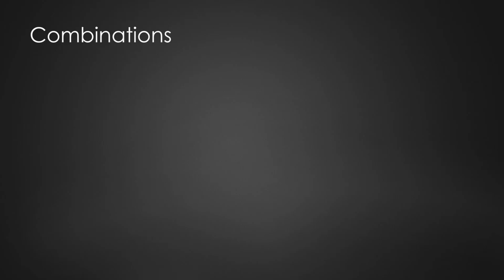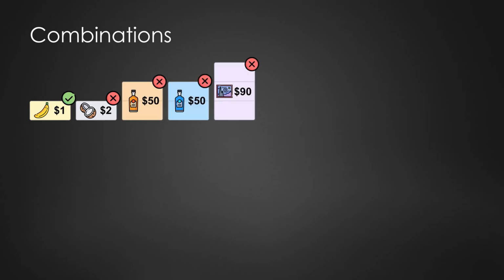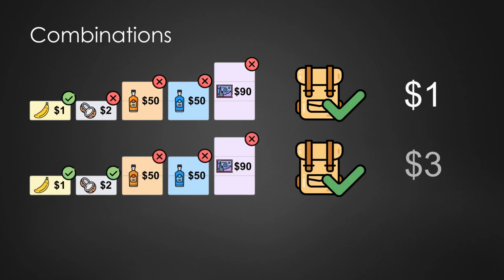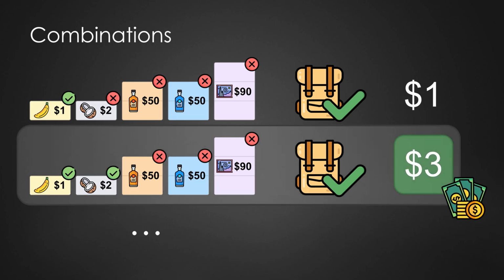One way to solve the problem is to simply try out every combination. For instance, we can pick these items, check if they fit in the backpack, and if they do, determine the total value. Then we repeat this process for another combination, and so on for all the others. Once we have tried out every combination, we choose the one with the highest value. Note that here the combination with $3 isn't the actual final solution. It's only meant for illustration.